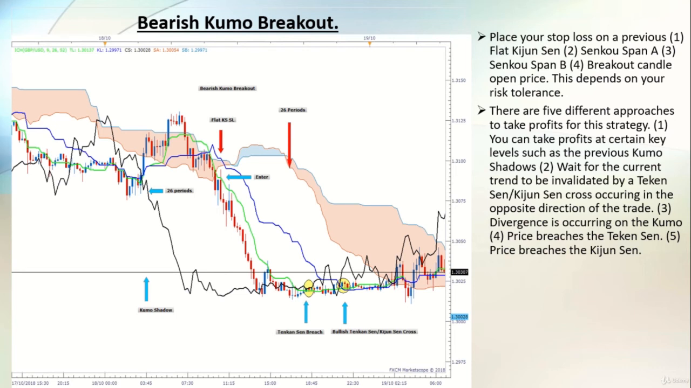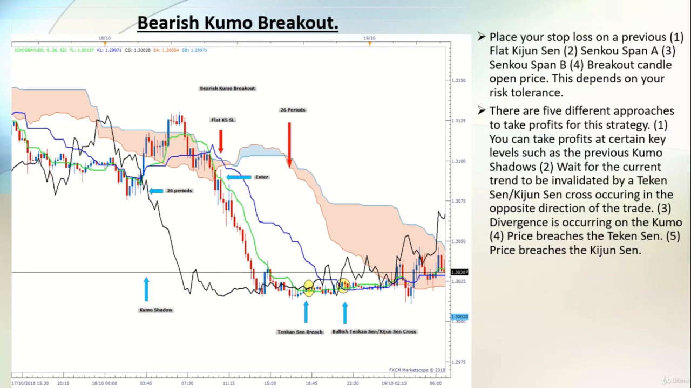The second example where we can take profit is when the current trend is invalidated by a Tenkan-sen Kijun-sen cross occurring in the opposite direction of the trade. So when we did this trade over here, the market went down, down, there was a crossover of the Tenkan-sen at this position. This is where I would take profit because most of the time, when the market does a crossover, there's a change in trend direction.